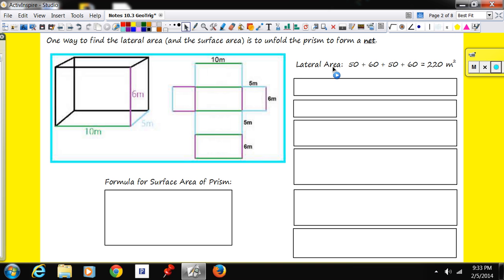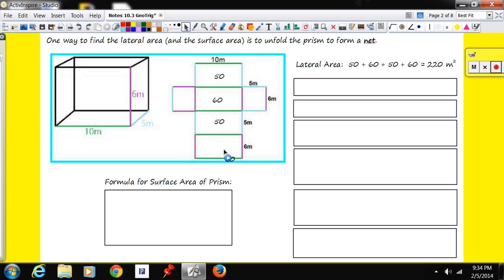So the lateral area of this net, so this might be easier for us to find the surface area. We could just find the area of all the sides and add them together. So this area right here is the top. Sorry, that's not what I wanted. Hold on. What I really wanted was a number. Okay, so this is 50. This is a 10 by a 5. These light blue lines are all 5s. So this is a 10 by a 5 right here. This one is 60 because it's a 10 and a 6 because all the purple lines are all 6s. So that's 60. This one down here is 50 again. It's a 10 by a 5.